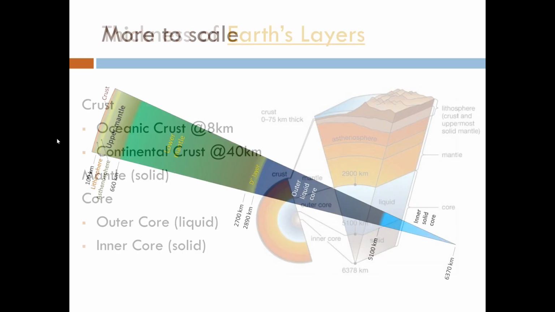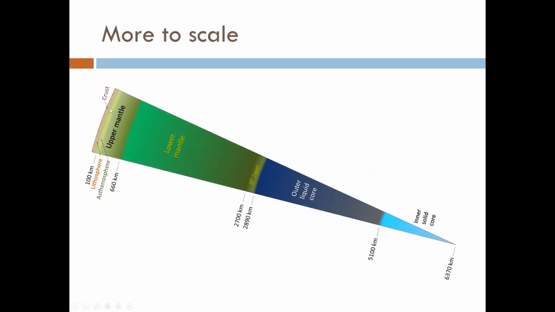So this is more to scale. So you've got a really, really thin crust. It might not look like from looking at this, but the mantle makes up the vast majority of the Earth's volume. Even though it looks pretty even here, when we do a big circle around this, we can see that the circle where the mantle is much bigger than anything else.